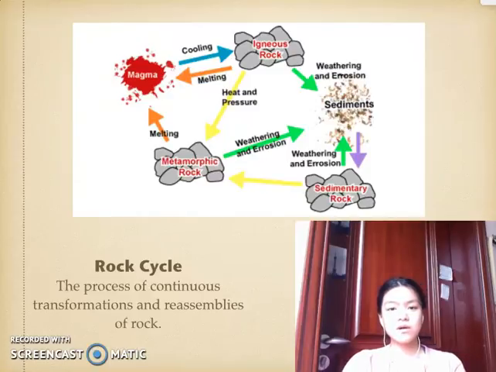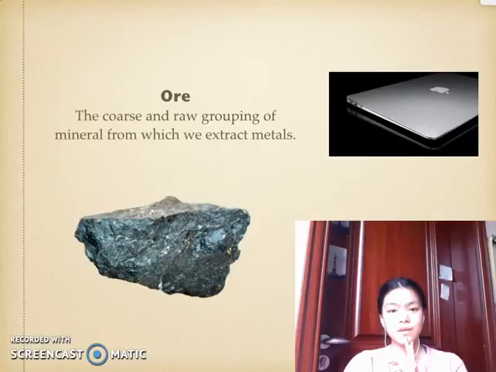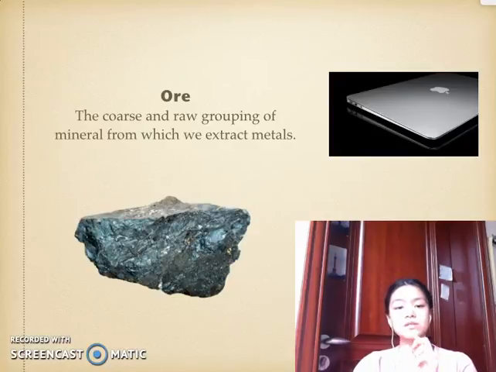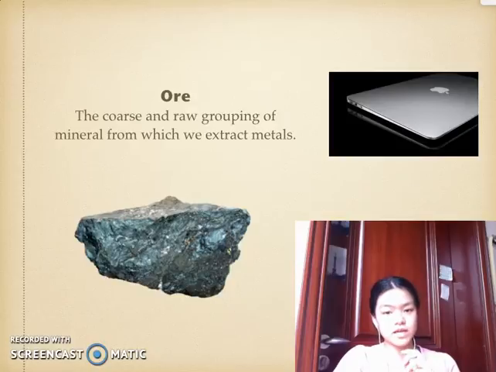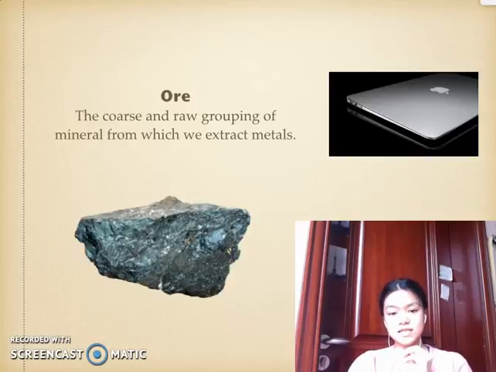Okay, so now we're going to talk about geology from a perspective that has a little bit of human intervention. Ore. Ore is the coarse and raw grouping of minerals from which we extract metals. So you notice the word extract. That means metals are not dug up. They're extracted, or in another word, processed.